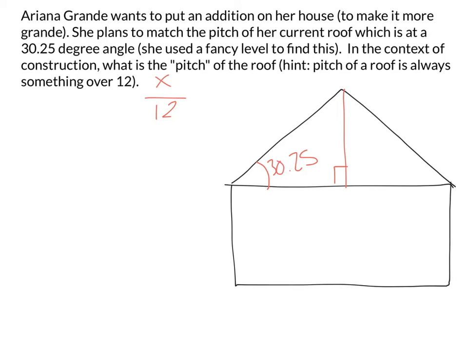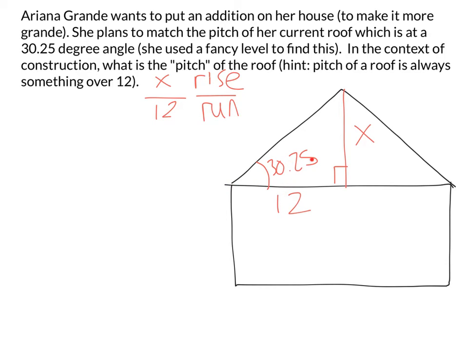Now, think of this as my rise over my run. This is basically just slope. It's the slope of the roof, the rise over the run. So my rise is going to be x, my run is going to be 12. Keep in mind, this is not necessarily a set in stone dimension. This is not 12 feet or 12 inches. It's going over 12 and it's going up x.